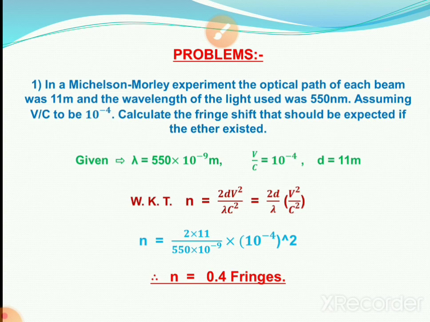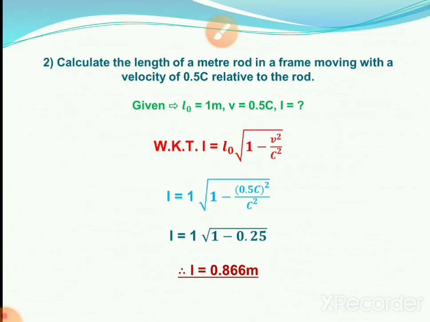So, this is the fringe shift value. N should be equal to 0.4 fringes. Usually the problem carries 4 marks: one mark for the formula, one mark for the substitution, and another 2 marks for the calculation and the answer with SI unit. This is very important.